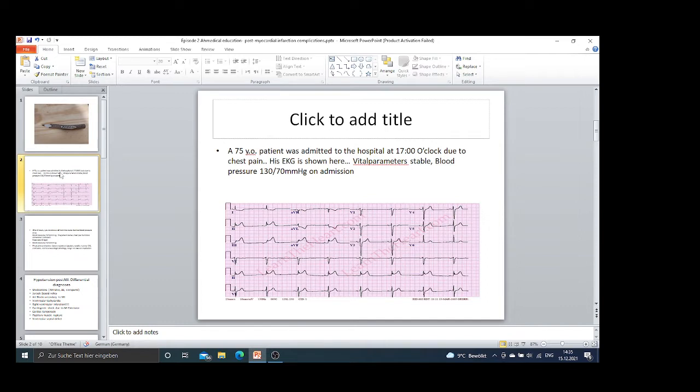The vital parameters on admission were normal. His blood pressure was also normal on admission. So as you can see here, there is ST segment elevation in lead 2, in lead 3, and also in AVF. So this is consistent with inferior wall myocardial infarction.